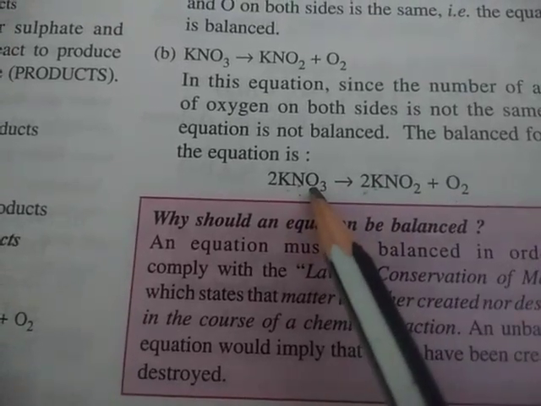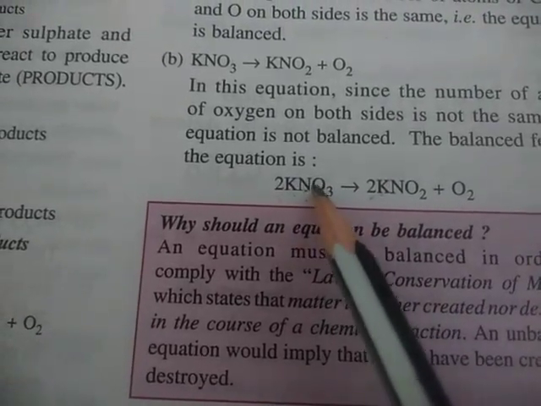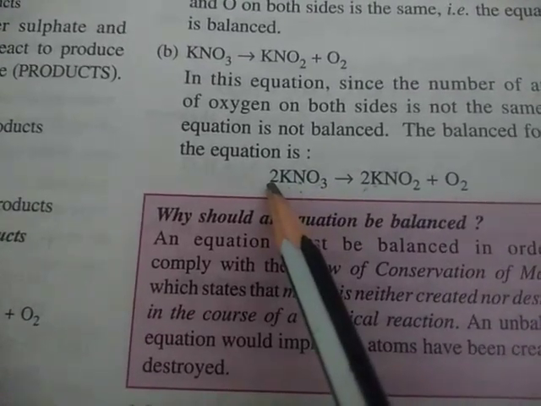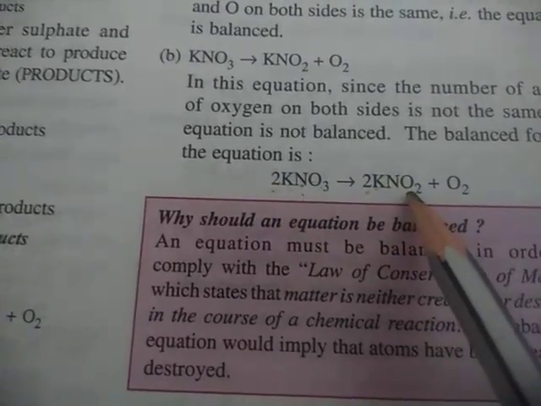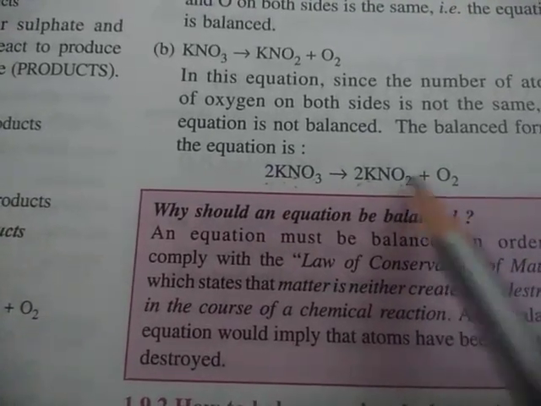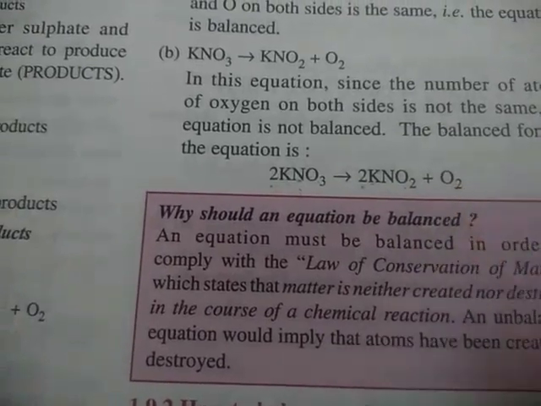And how many oxygen? 3, here 2. So 3 multiplied by 2 means 6 oxygen atoms are there. So here should be 6 also. 2 multiplied by 2, 4 plus 2, total 6.